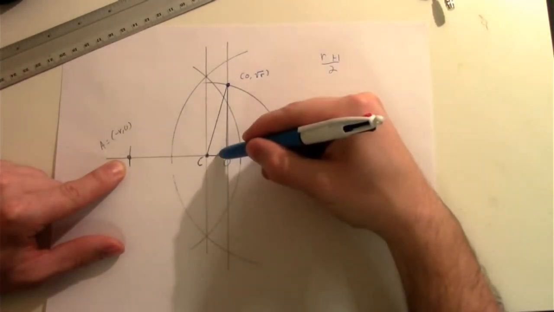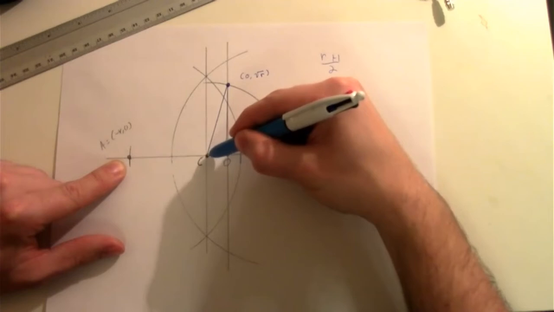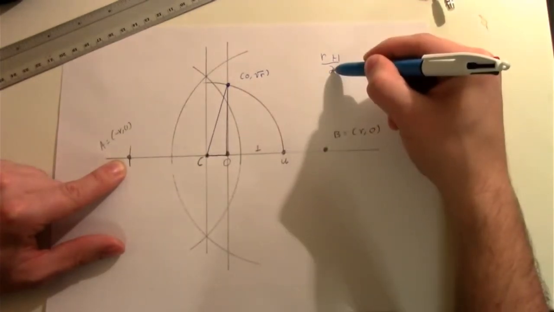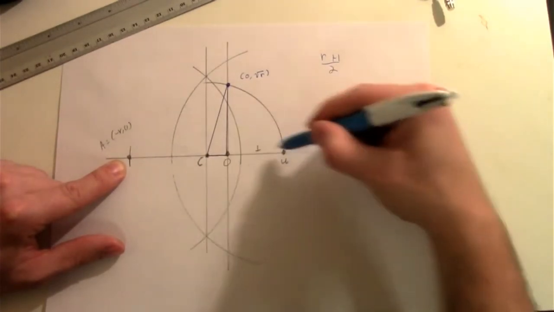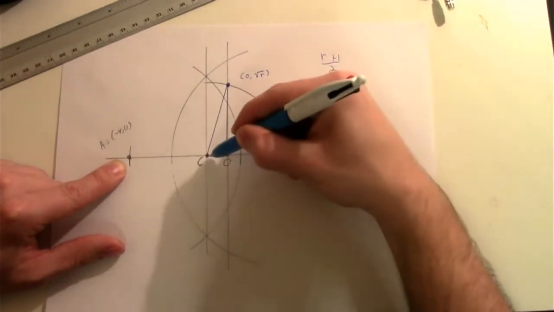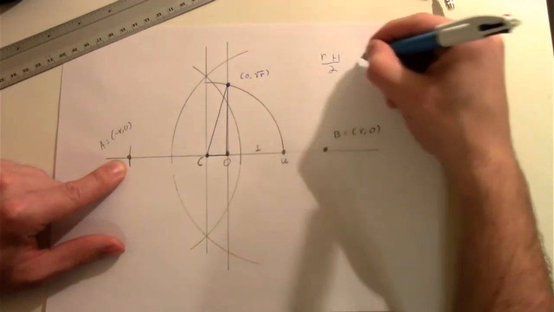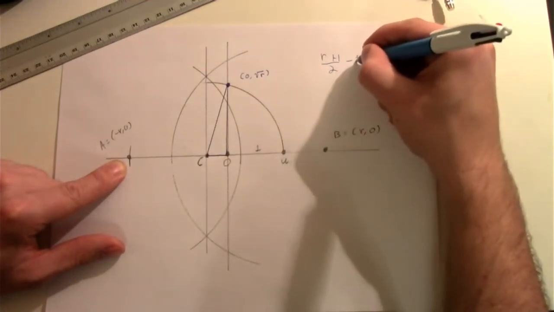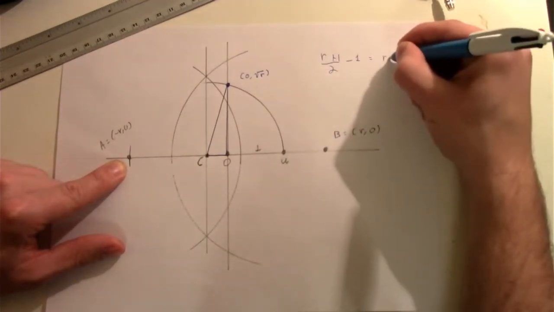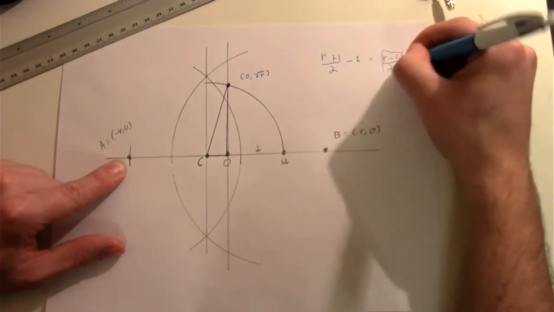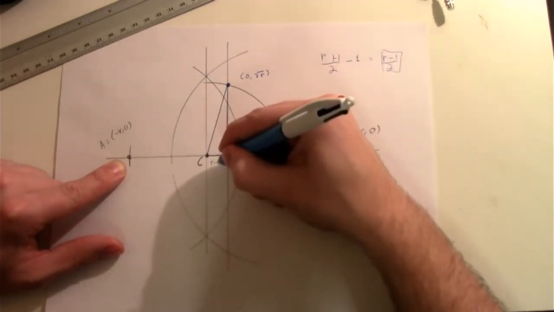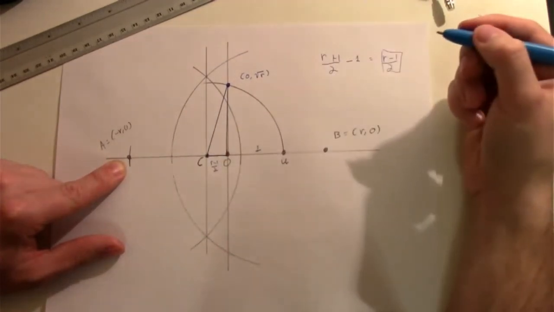But then that means that for this distance here, we know the distance from C to U is r plus 1 divided by 2, and the distance from O to U is 1. So the distance from C to O should be r plus 1 divided by 2 minus 1, which is r minus 1 divided by 2. So that's our distance down here, r minus 1 divided by 2.